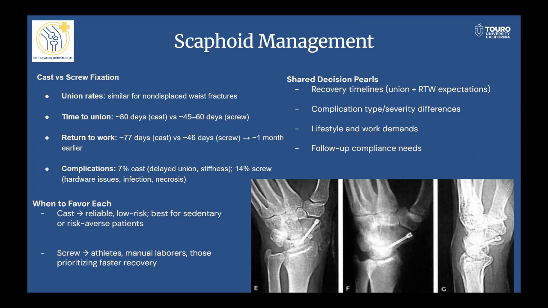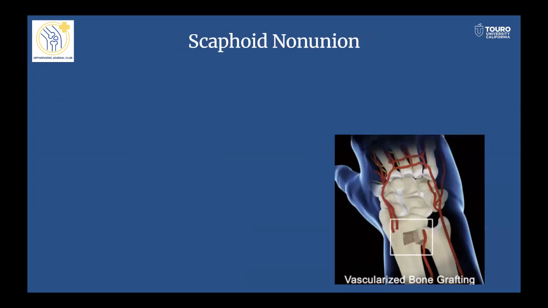And then follow-up compliance, something that's, again, really important for us as physicians to know. Screw fixation patients need reliable follow-up and wound checks, while casting patients just need some monitoring for union, and there's way less moving parts in aftercare. It's much more straightforward.